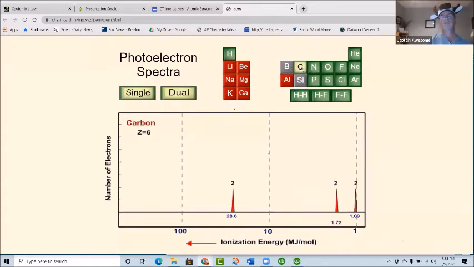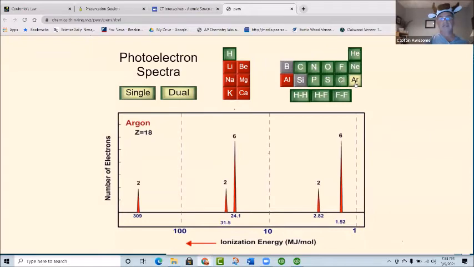If I clicked on carbon, the 1s is 28.6, the 2s is 1.72, and then the 1.09, what's that? Well, when we do electron configurations, it'd be 1s2, that'd be the 28.6, 2s2, that'd be the 1.72, and then finally 2p2, right? So we can get an idea of all the electrons in an atom just by shooting X-rays at it. And then all we have to do is analyze the data.